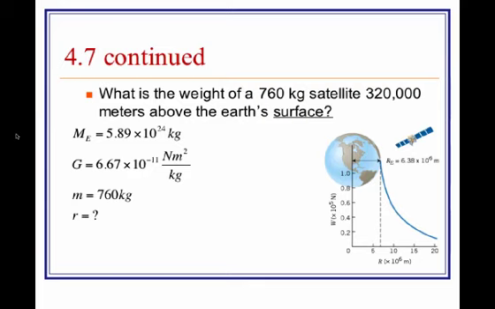Below here, on the right in the diagram, I have a drawing that shows how the inverse square law works, because as the distance increases from the Earth's center, the force of gravity decreases. This is an exponential decay.